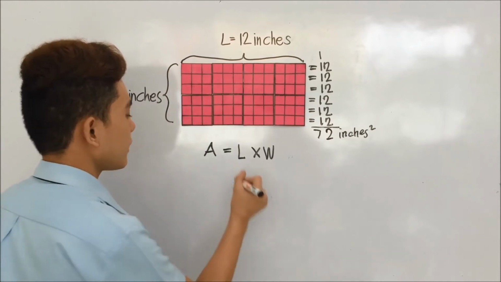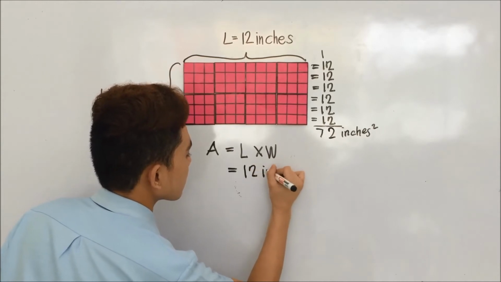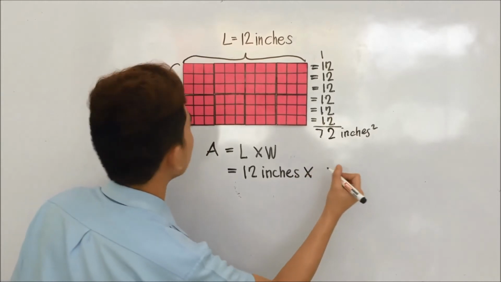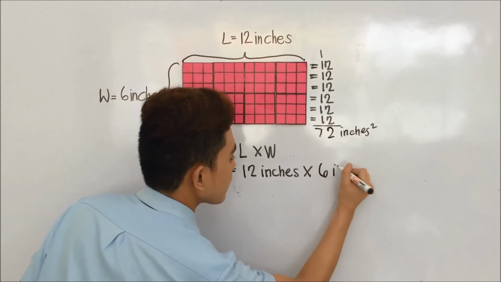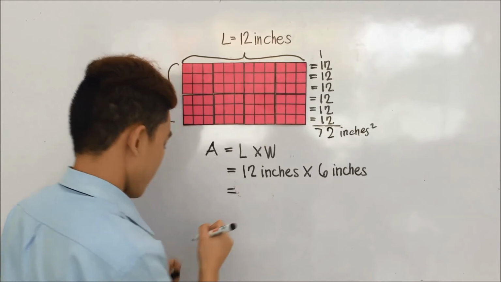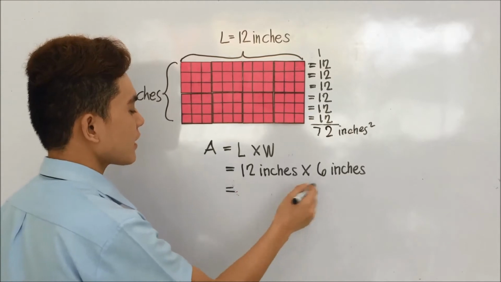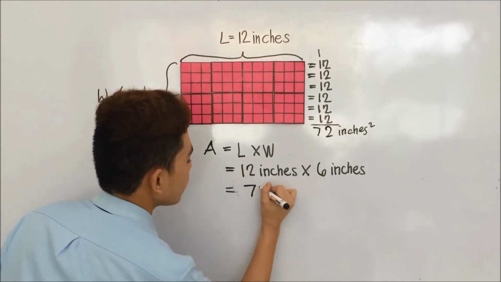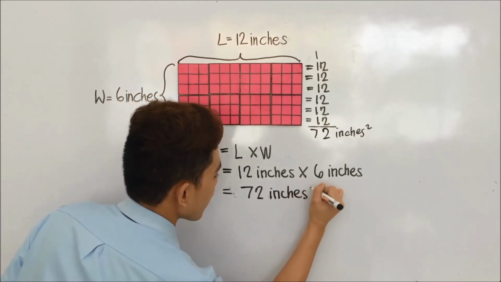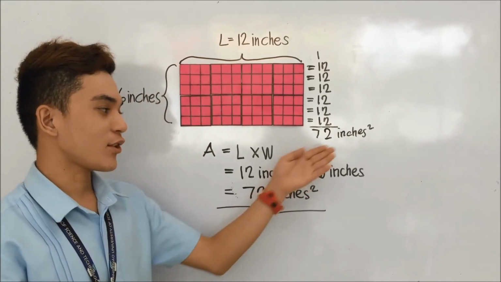So let's substitute the length. It would be 12 inches. The width would be 6 inches. So let's multiply the length and the width. 12 times 6 is equal to 72 inches squared. So now, we came up with the same answer.